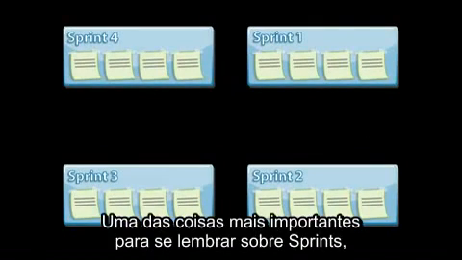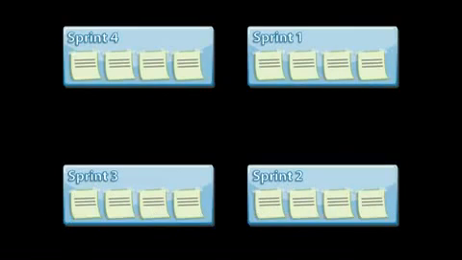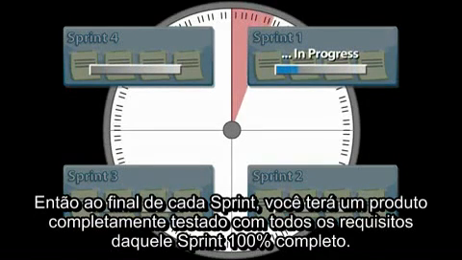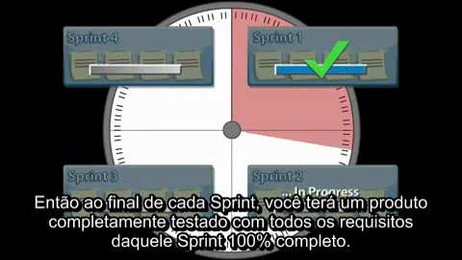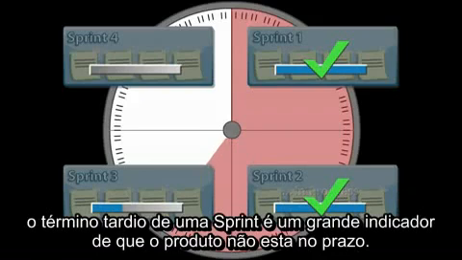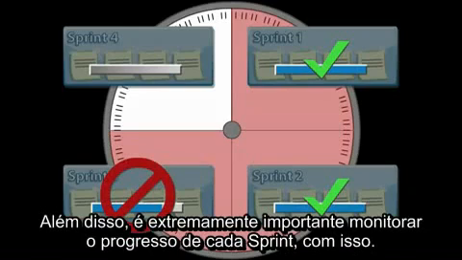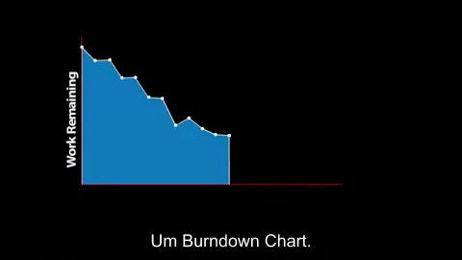One of the most important things to remember about sprints is that the goal of each sprint is to get a subset of the product backlog to a ship-ready state. So at the end of each sprint, you should have a fully tested product with all the features of that sprint 100% complete. Since sprints are a very short but realistic representation of part of the product, a late finish of a sprint is a great indicator that the project is not on schedule and something needs to be done. Therefore, it's extremely important to monitor the progress of each sprint with this, a burn-down chart.